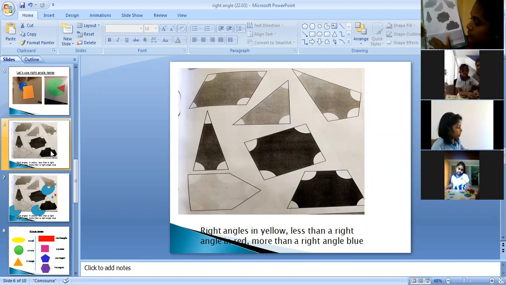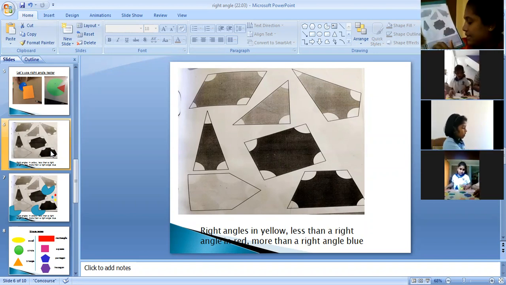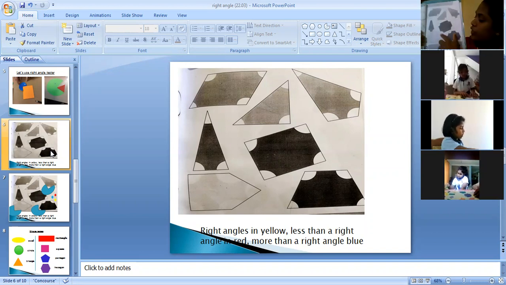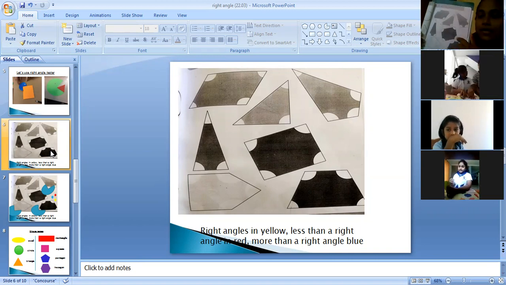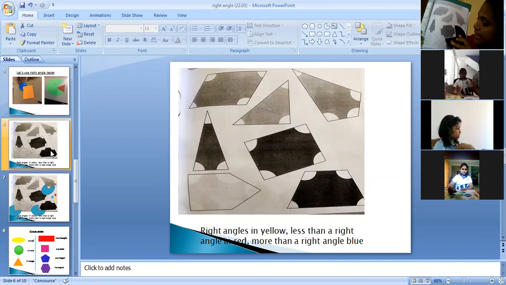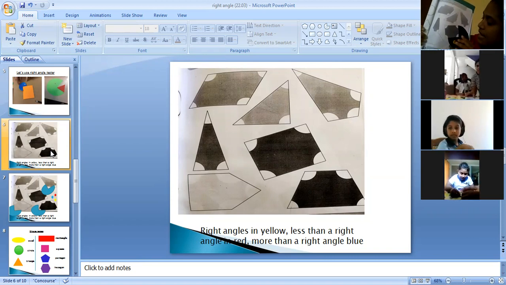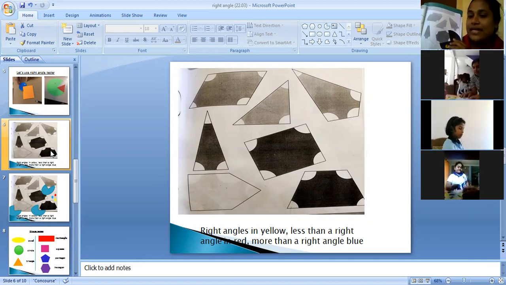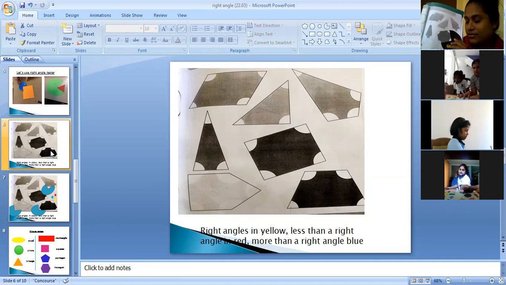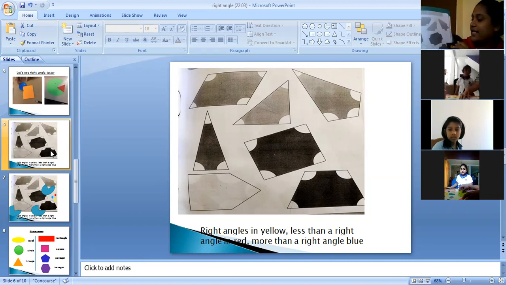Now the book says, use the right angle tester. Color the right angles in each shape in yellow. So you can color this corner in yellow. Let's do it later, right? First we'll check. Now I'm going to check this corner. So I can place my tester like this. And I got to know whether it is also a right angle or not. Yes, it is a right angle.